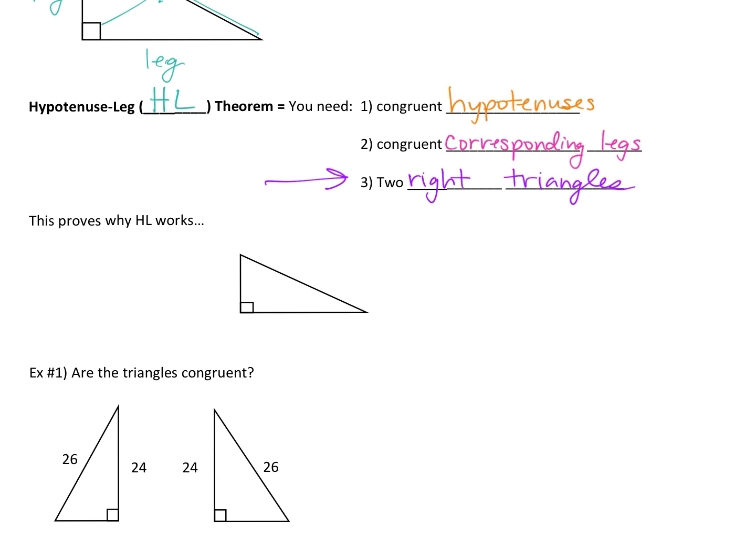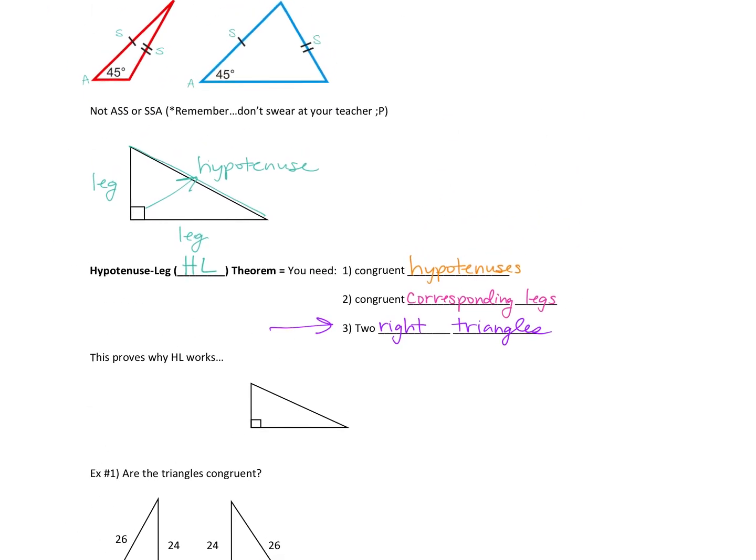Let me tell you why HL works, because if you think about it, okay, HL is going to look something like this: a hypotenuse congruent to a hypotenuse, a right angle and a right angle, and a leg and a leg. Well, that to me looks like the donkey theorem, right? ASS with ASS. You just need to note that it's a right angle. Whenever it's a right angle, it's going to be HL if you have a hypotenuse and a leg with it. So if it looks like donkey, but you have a right angle and the hypotenuse is marked, it's going to be HL.